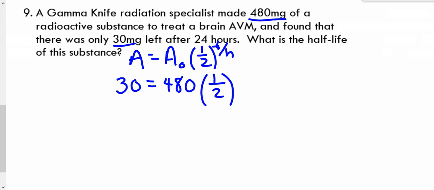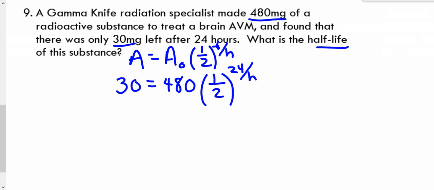Now, they didn't tell me anything about half-life. They didn't tell me my half-life had to be given in days or weeks or minutes. So I can treat T as being 24. But if they specifically said what is the half-life in days or in minutes, you would have to convert 24 hours into that set of units. Okay, but we're going to keep it as 24.